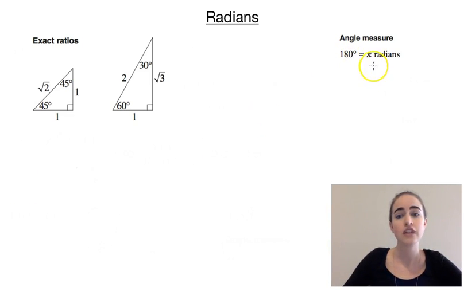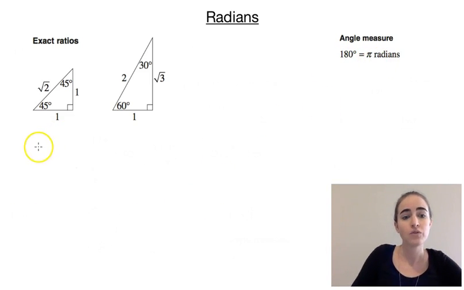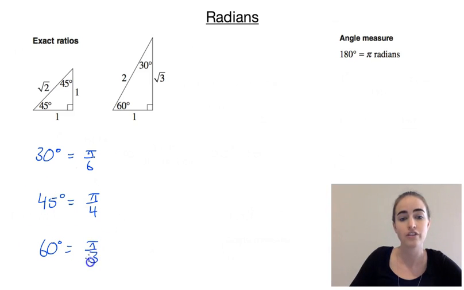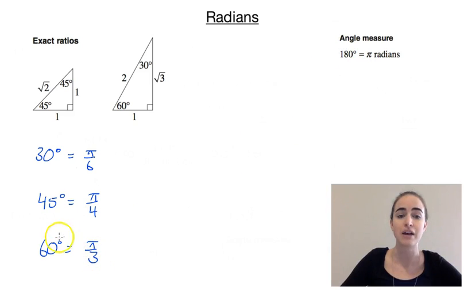So if we know that 180 degrees is pi radians, that would mean that 30 degrees would be equal to pi over 6, because 180 divided by 6 gives us that 30. It means that 45 degrees would be equal to pi over 4, because 180 divided by 4 would give us 45. And 60 degrees would be equal to pi over 3. Again, 180 degrees divided by 3 would give us that 60 degrees. So we can still use these exact ratios by converting between our degrees and radians.